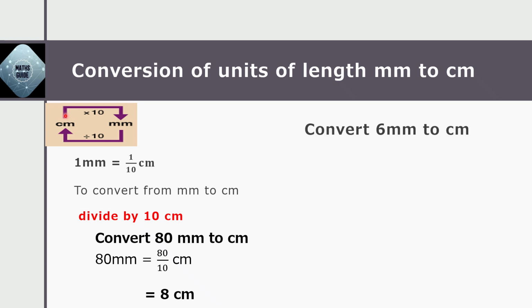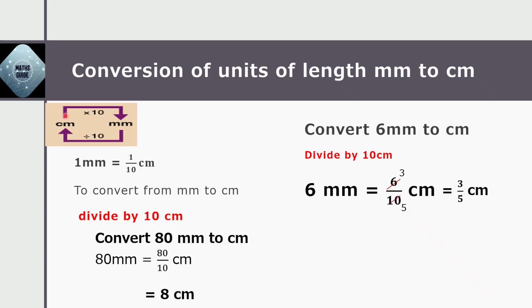Look at another example. Convert 6 millimeter to centimeter. We have two options. We can give our answer in fraction or we can give our answer in decimal too. Let's learn how to convert it into fraction. When we divide 6 by 10, we have to simplify this fraction. By dividing each number by 2, we get 3 by 5. So it means 6 millimeter is equal to 3 by 5 centimeter.